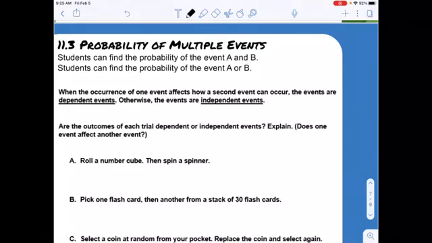Hello, today we are going to cover 11.3, probability of multiple events. You guys will be able to find the probability of an event A and B, as well as the event A or B. Believe it or not, those two little words make a big difference.